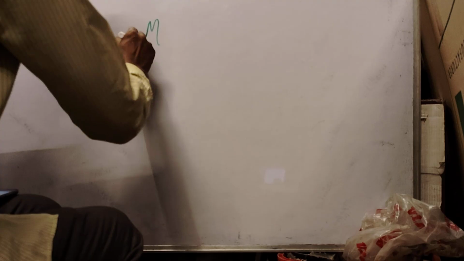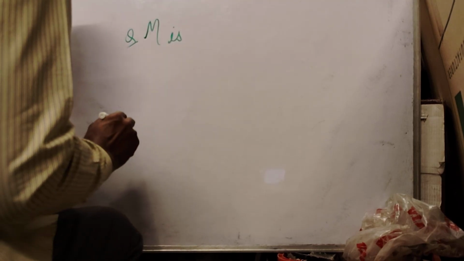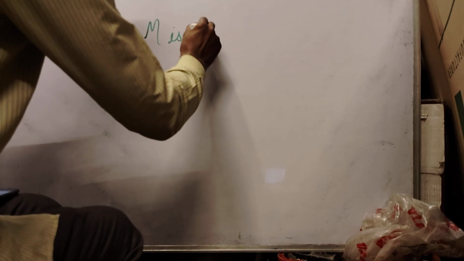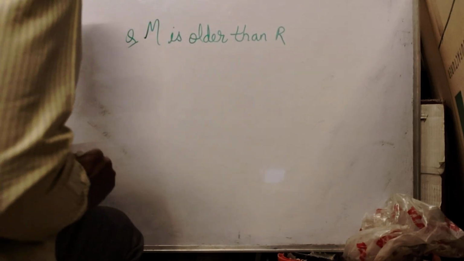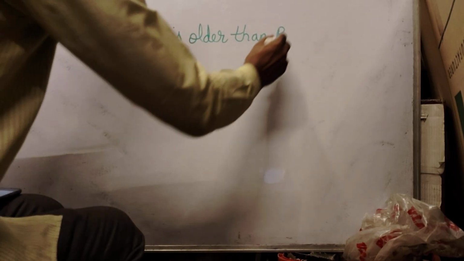So the square series we have done, and I have sent you today's problems we can discuss. Mathematics Olympiad's first question is, there are 7 questions. M is older than R. M is older than R. Q is younger than R.